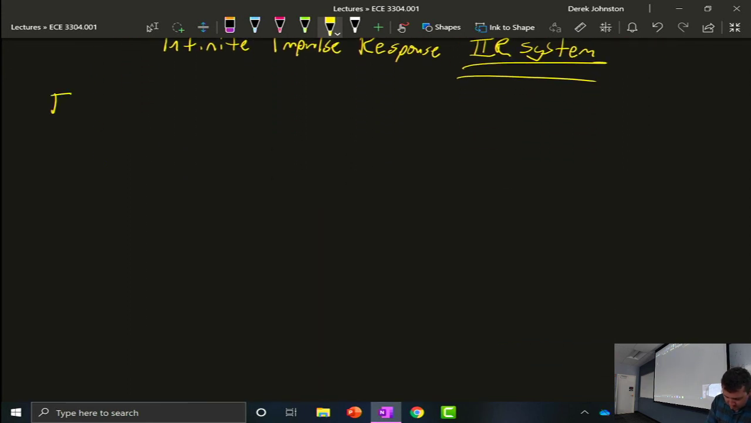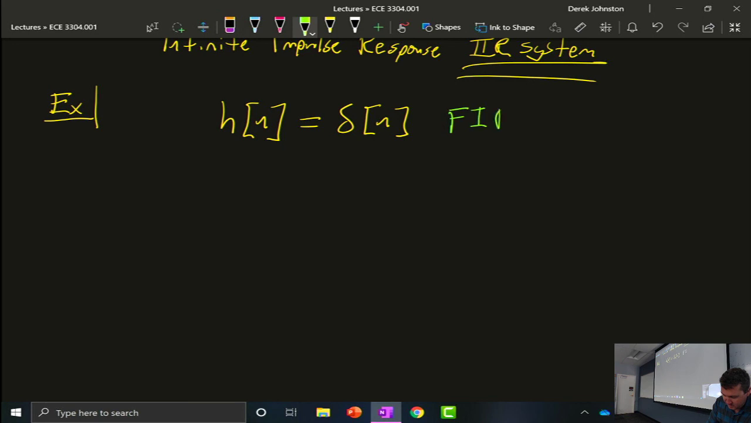So real quick, as an example, H of n equals delta n, FIR or IIR? Good, FIR, finite. So we already discussed it was stable. What about H of n equals U of n, FIR or IIR? Good, IIR.